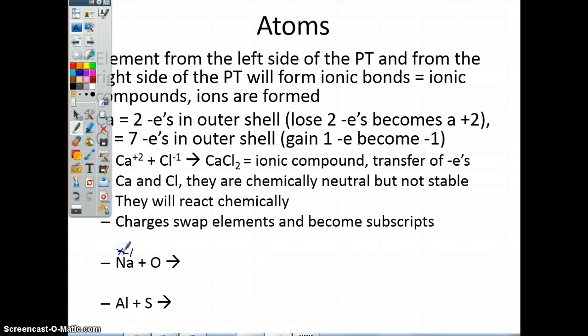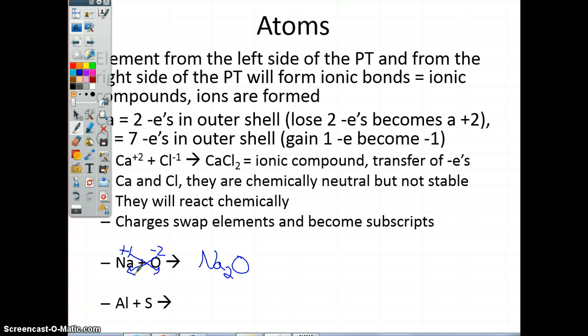That should be a positive. I'm going to clear that out. That's a +1. Sodium lost an electron, it lost, so it became positive. Oxygen wants to gain electrons. It's going to gain negatives, and it's going to gain by 2. So sodium and oxygen together become sodium oxide. You can see that the numbers just swapped places.